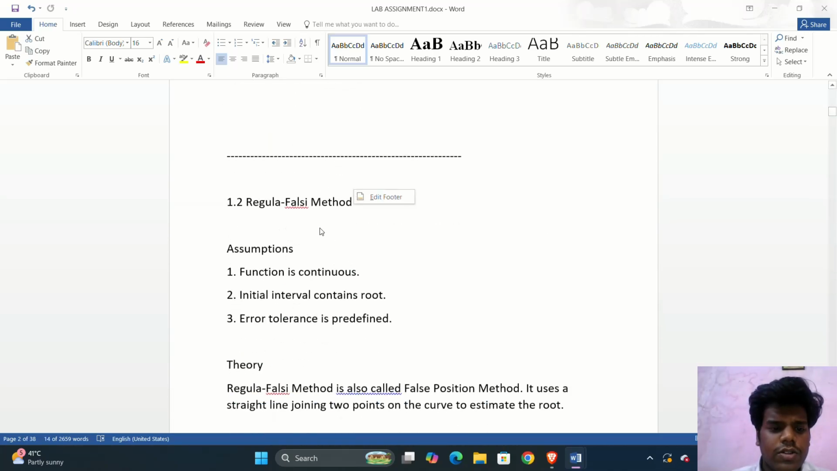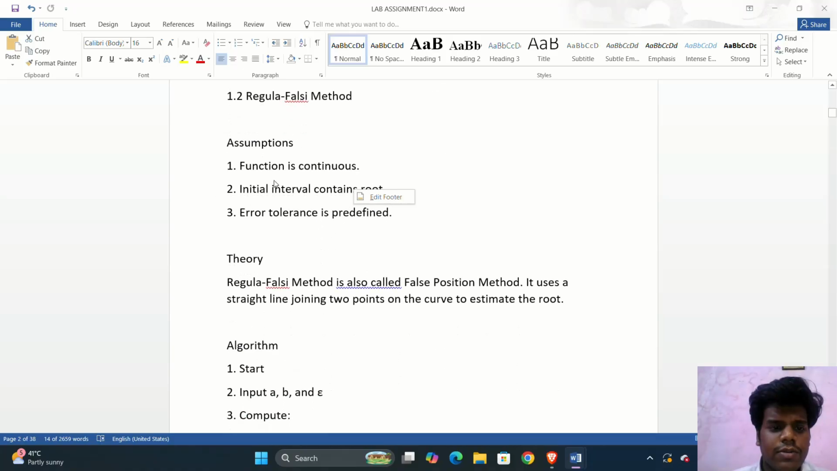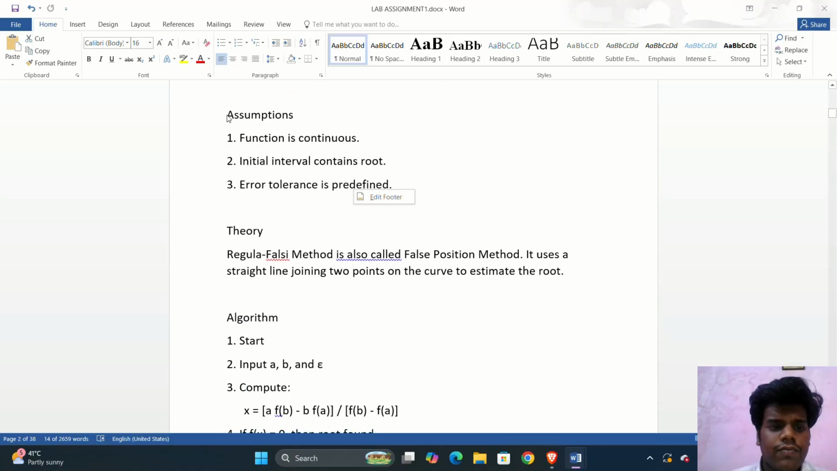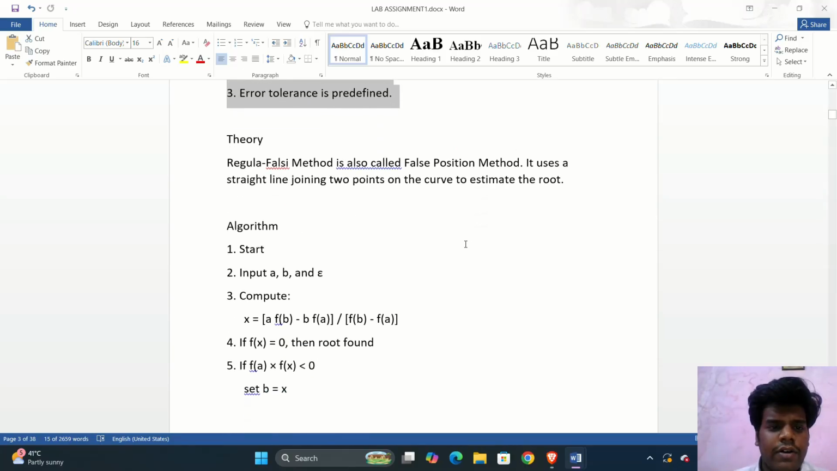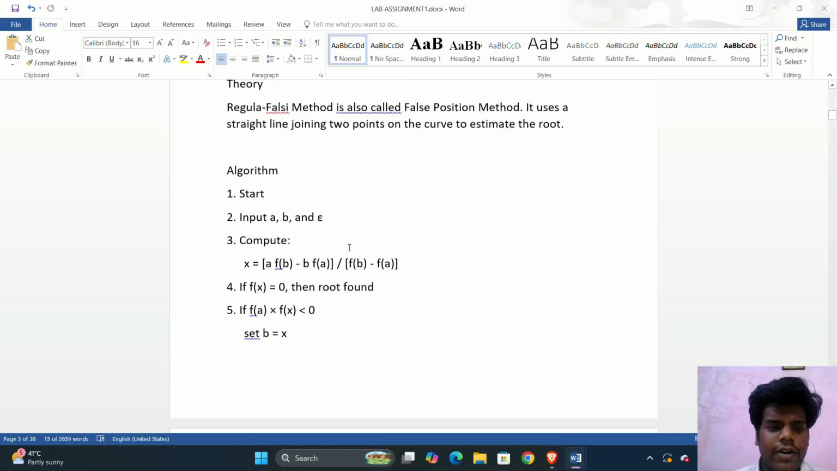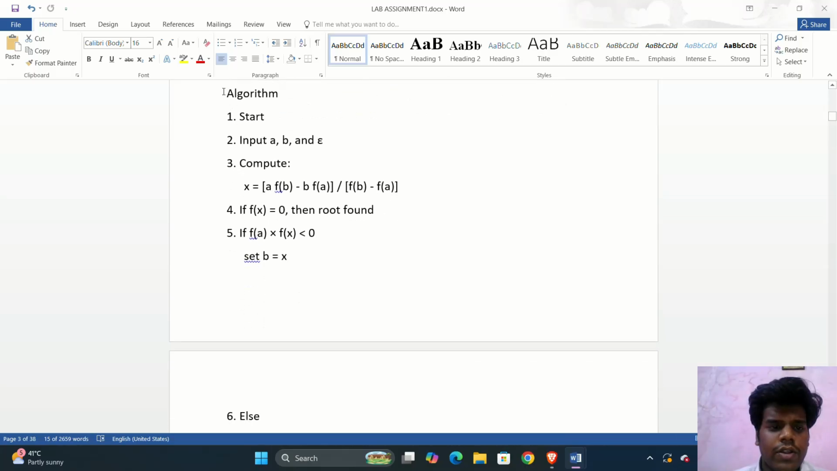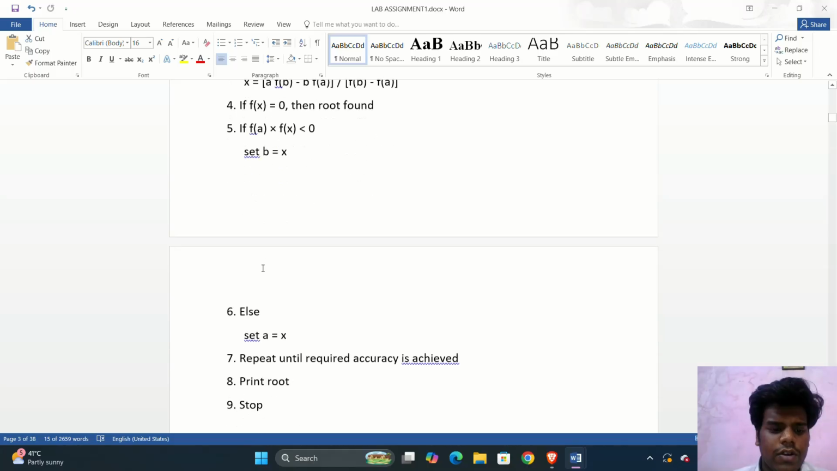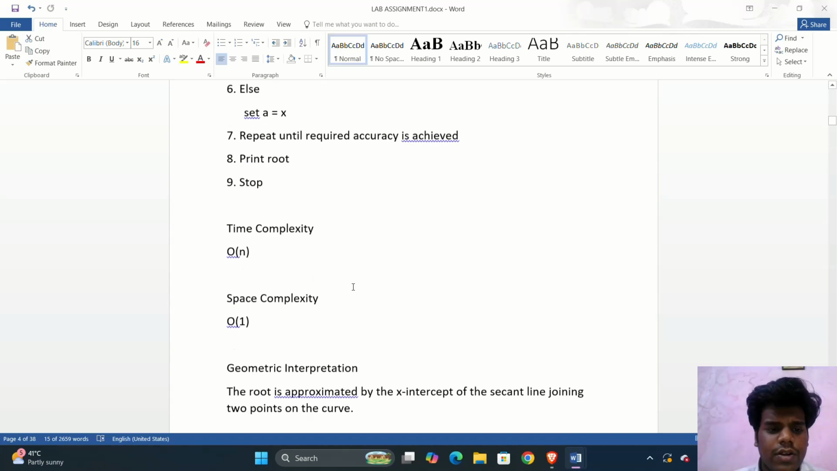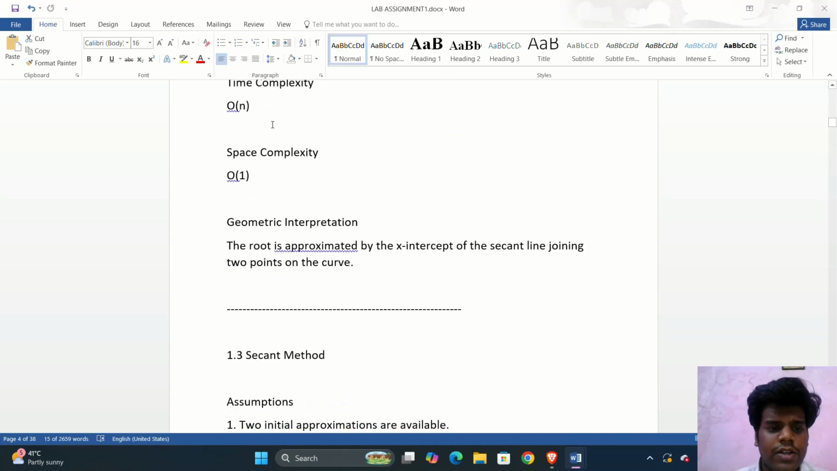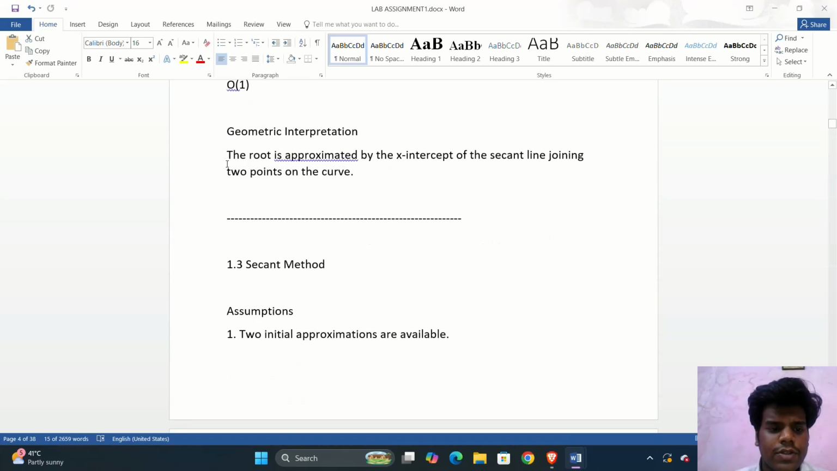Now let's move to the 1.2 regula falsi method. The assumption was the function is continuous, the initial interval is given, and the error tolerance is predefined. Now move to the algorithm: start, input a, b, e, compute, and so on; else set x to x. Repeat until the required accuracy is reached and display the root. Time complexity O(n), space complexity O(1), and the geometric representation.